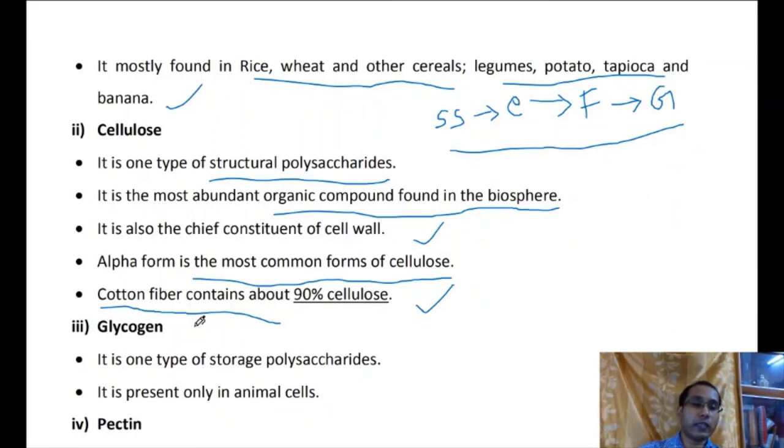Glycogen, what type of polysaccharide is it? It is a storage polysaccharide. In plant cells it is starch; in animal cells the form is different, but the structural units are similar. The main part is storage polysaccharide. It is present only in animal cells.